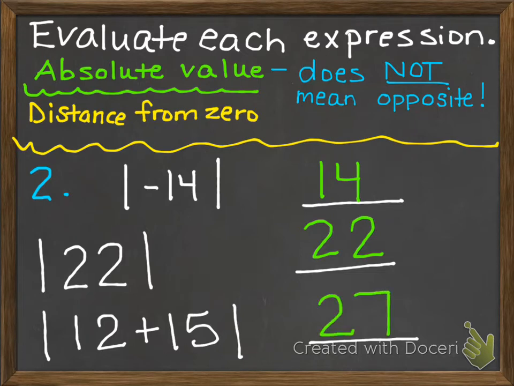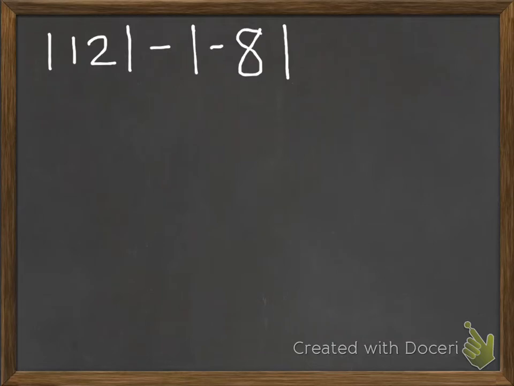Here you have the absolute value of 12 minus the absolute value of 8. So just below the absolute value of 12, I'm going to write 12, because that's what the absolute value is, minus the absolute value of negative 8 is going to be 8, and then my final answer is going to be 4, right here. So you want to make sure that you know how to do those multi-step problems.